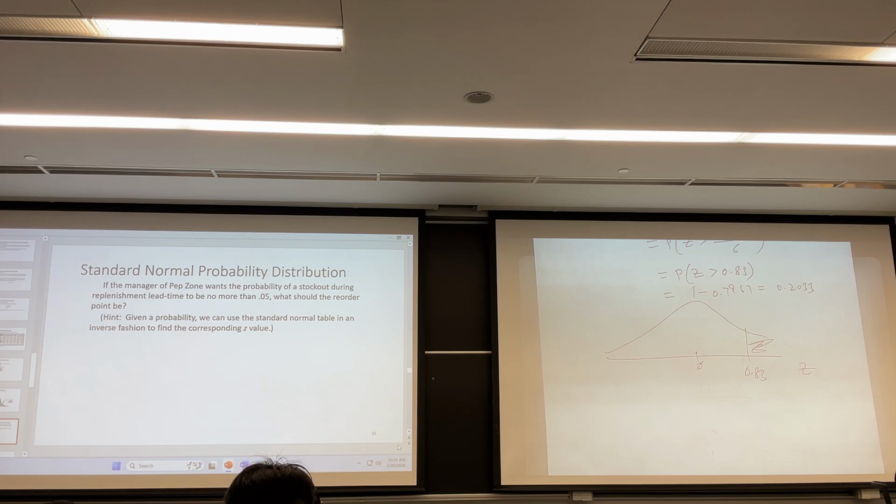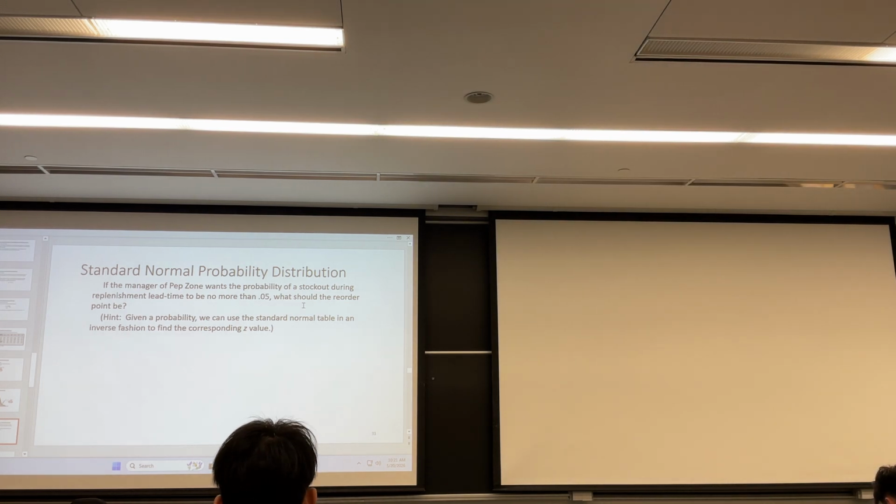So we just solved for the probability of stock out. But we could be interested in another question. So let's look at the other question. The manager of that store wants the probability of stock out during the replenishment lead time to be no more than 0.05. Or I can also say they want to have enough inventory to meet the demand 95% of the time. So they are looking at stock out only 5% of the time. What should be the reorder point?